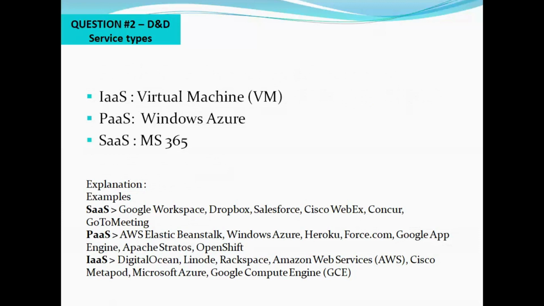And also some other examples which I got from other websites. For SaaS, Google Workspace, Dropbox, and so on. For PaaS, it's AWS Elastic Beanstalk, Windows Azure, and so on. For IaaS, it's DigitalOcean, Linode, Rackspace, and so on. So make sure you guys are understanding the difference between infrastructure as a service, platform as a service, and software as a service. Definitely, there will be one question in this topic. We'll move on to the next question.